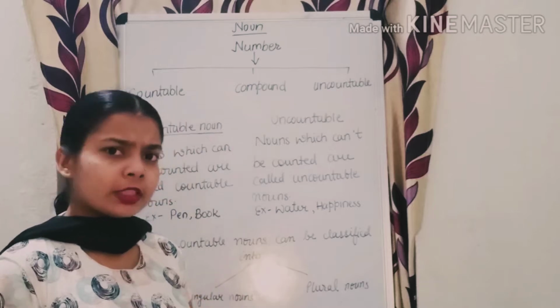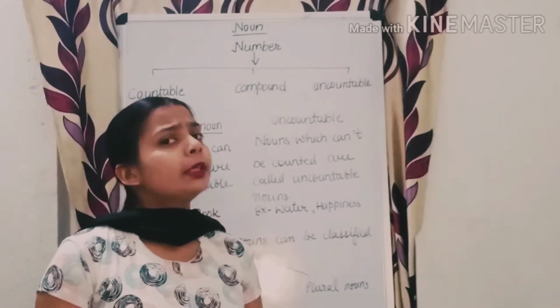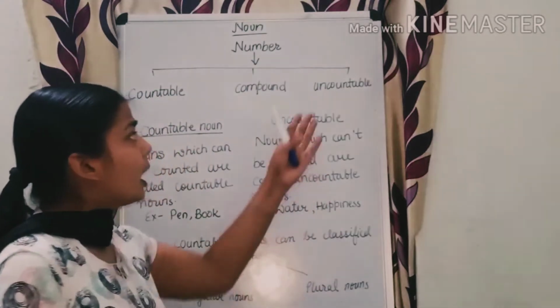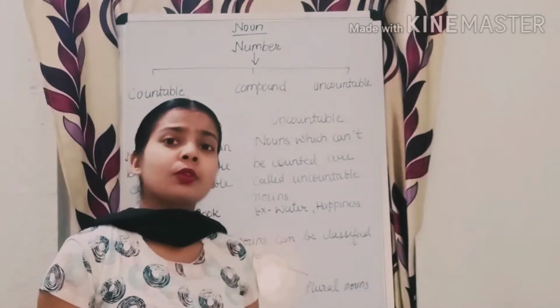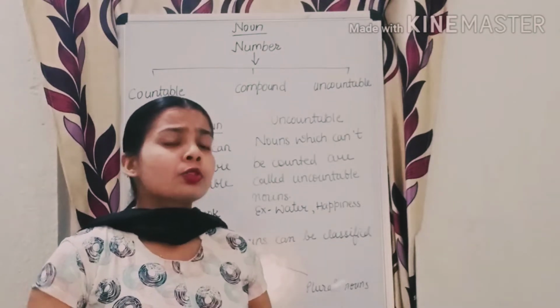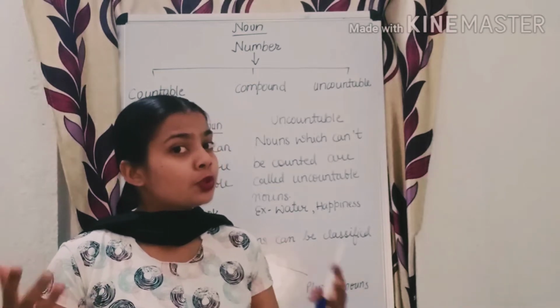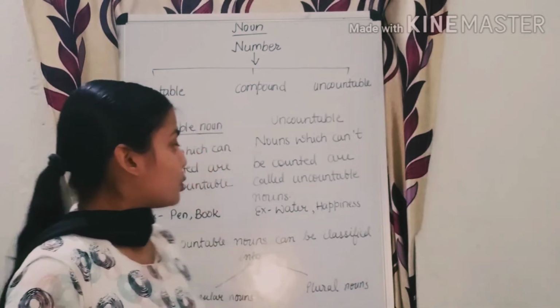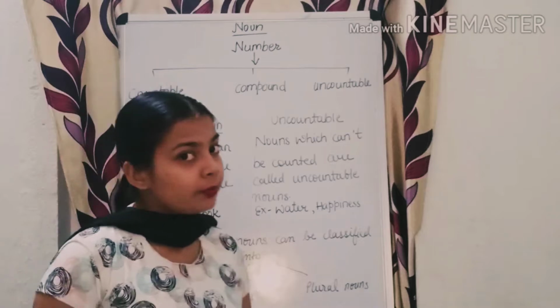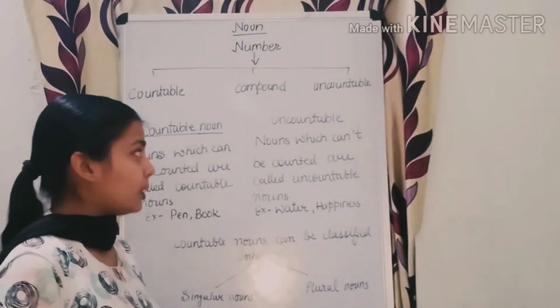As the name suggests, countable nouns are those nouns which can be counted. Uncountable nouns are those nouns which cannot be counted. And compound means a mixture. So a compound noun is a combination, or mixture, of two or more words. We will see the definitions one by one. First of all, countable noun.